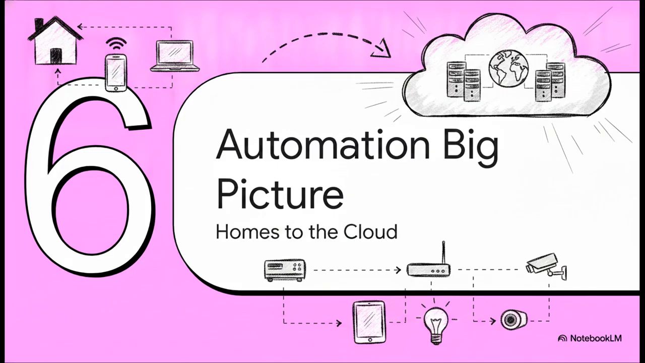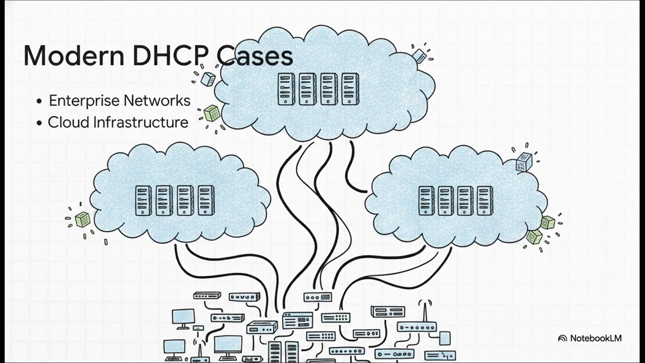Section 6. The big picture of automation, from homes to the cloud. Way beyond just your home Wi-Fi, DHCP is literally the backbone of huge enterprise networks, managing tens of thousands of devices. But it goes way farther than that, straight into cloud infrastructure like AWS, Azure, Google Cloud, and even modern container systems like Docker and Kubernetes.